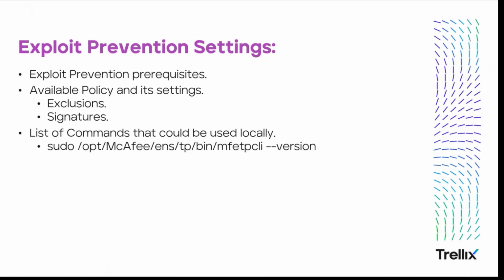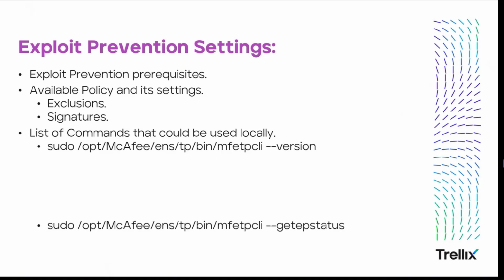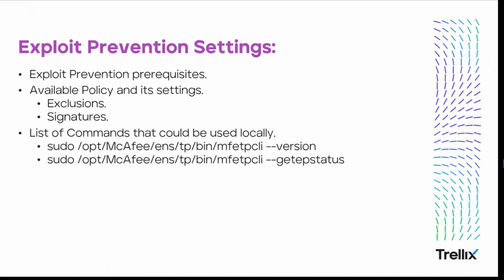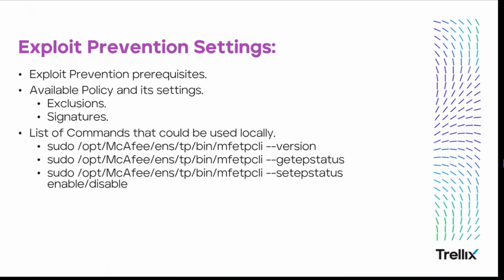Moving to our next agenda, we will run a few commands on our terminal. The first command would be mfetpcli --version. This will show us the version of Endpoint Security along with the version of the exploit prevention content on the machine. Next would be get EP status, which will show the status of exploit prevention. Using set EP status, enable or disable, we can switch to either state.